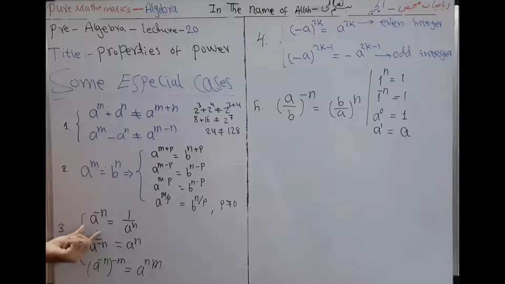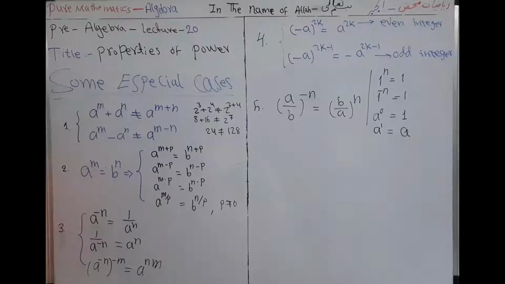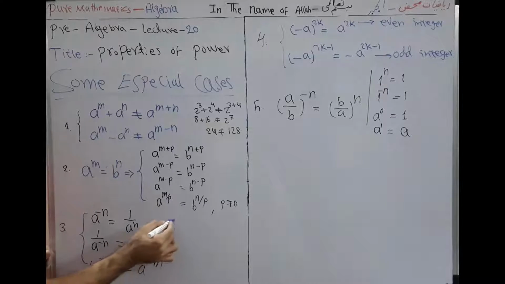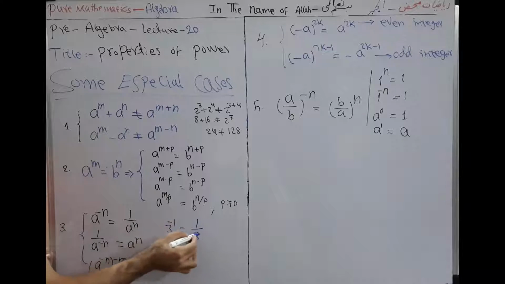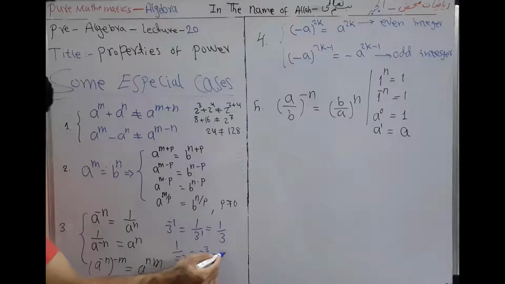Here is the negative law: a to the power minus n is equal to 1 by a to the power n. 1 by a to the power minus n is equal to a to the power n. a to the power minus n, whole to the power minus m, is equal to a to the power n times m, because if we multiply these two negatives, they become positive. Example: 3 to the power minus 1 is equal to 1 by 3 to the power 1, which is 1 by 3. Here, 1 by 2 to the power minus 3 is equal to 2 to the power 3, which is equal to 8.